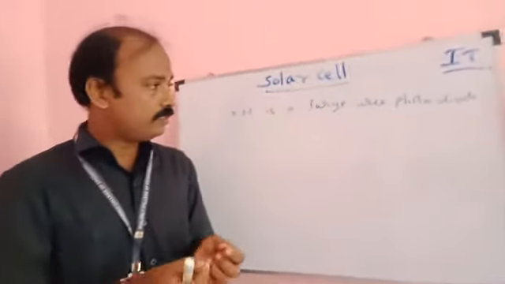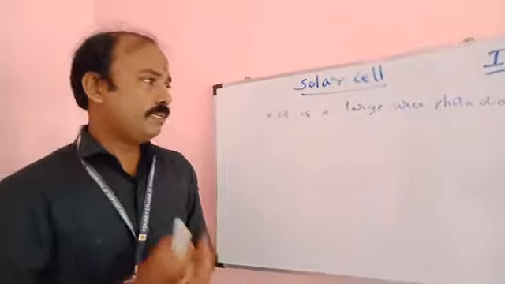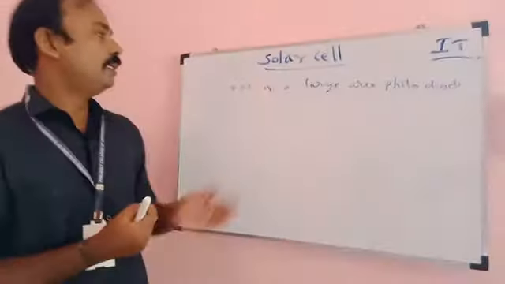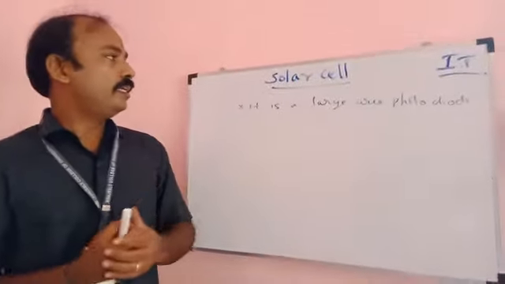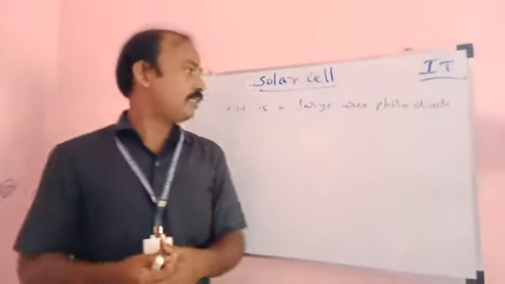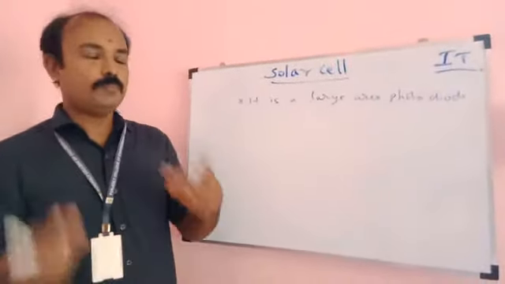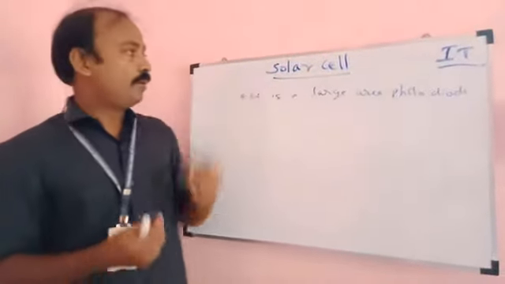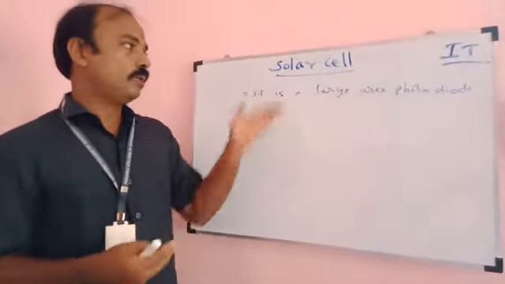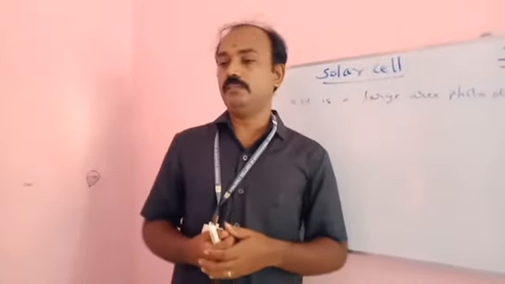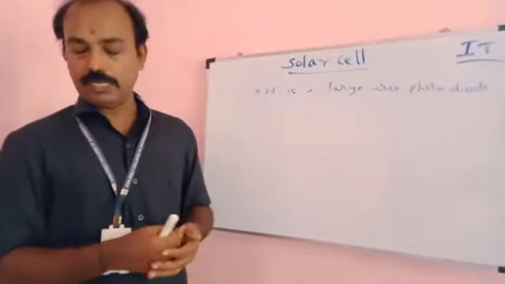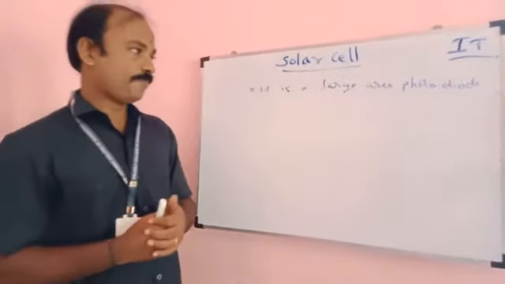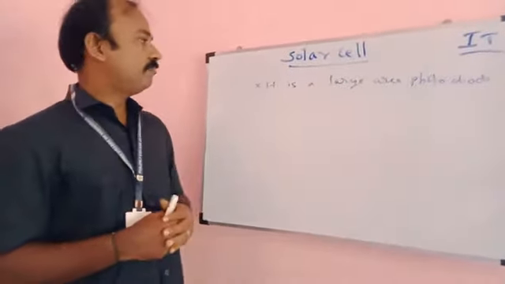A photodiode is a small device that produces a very small amount of electrical energy, but a solar cell, that is a large area photodiode, will produce a large amount of electricity. We know the solar cell is very useful for street lights, the automatic light on off system, everything. So that's the first point.